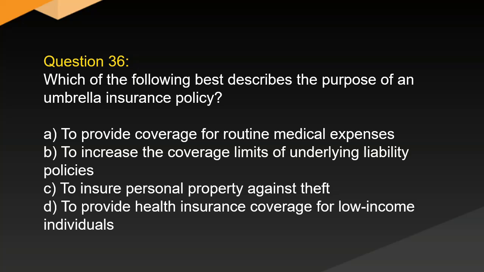Question 36. Which of the following best describes the purpose of an umbrella insurance policy? A. To provide coverage for routine medical expenses. B. To increase the coverage limits of underlying liability policies. C. To insure personal property against theft. D. To provide health insurance coverage for low-income individuals.